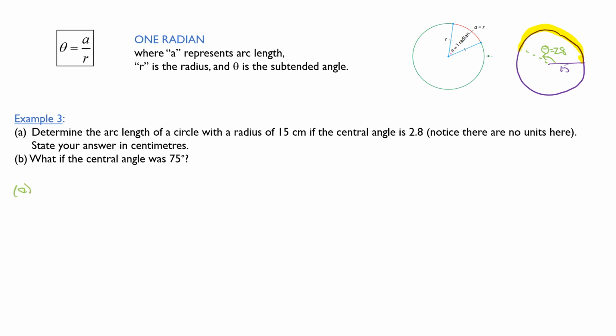Part A. Theta equals arc length divided by radius. So we're going to sub in here. Our theta is our angle, and that's 2.8. That's equal to our arc length, which is what we're trying to find out, and the radius is 15. So just using your calculator, we get an arc length, A, equals 42. So that's what the arc length is in centimeters, and we'll just put a little sentence there.